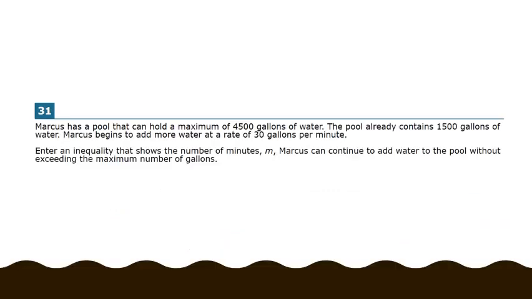Another rate problem here. Marcus has a pool that can hold a maximum of 4,500 gallons of water. Now the pool already contains 1,500 gallons of water. Marcus begins to add more water at the rate of 30 gallons per minute. It says enter an inequality that shows the number of minutes Marcus can continue to add water to the pool without exceeding the maximum number of gallons.